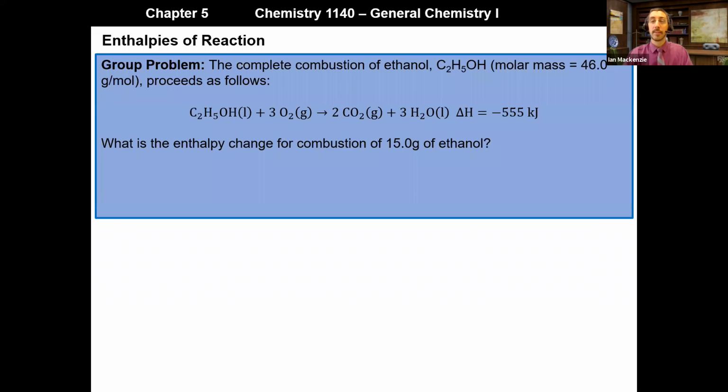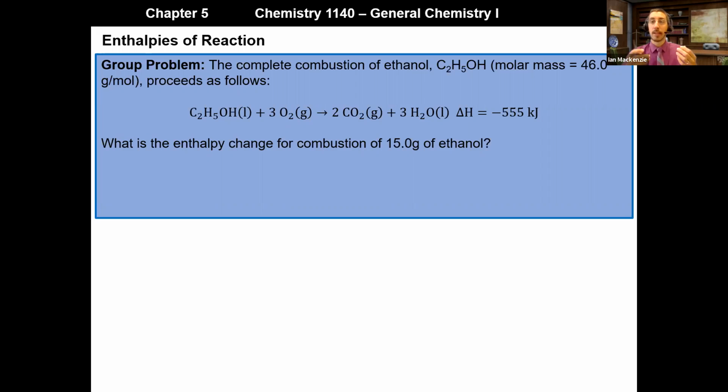Let's do one more example of this, just worked out. So the complete combustion of ethanol, which is shown here, and we're given the molar mass, proceeds as follows. So you've got ethanol as a liquid plus 3 moles of oxygen produces 2 moles of CO2 and 3 moles of water as a liquid. And the change in enthalpy for the reaction is negative 555 kilojoules. So what is the enthalpy change for combustion of 15.0 grams of ethanol?